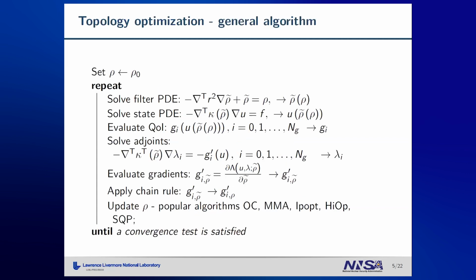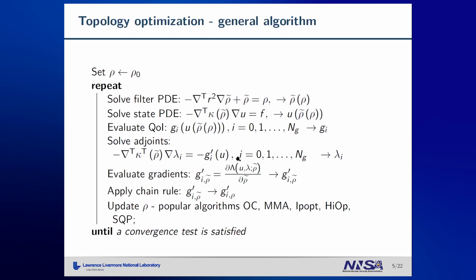So the whole algorithm is shown on the slide. We start with the initial density. We filter the density with a filter PDE. This could be any convolution here. Then we solve a state PDE here using the diffusion equation. As you see, the diffusion coefficient depends on our density distribution. Then we evaluate all quantities of interest. So this would be the objective and the constraints.